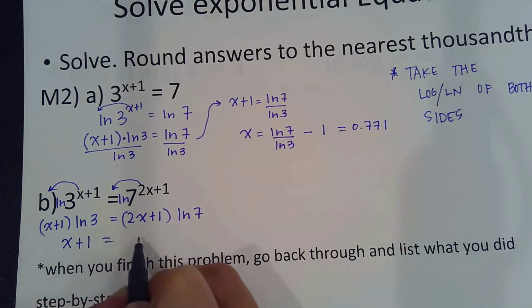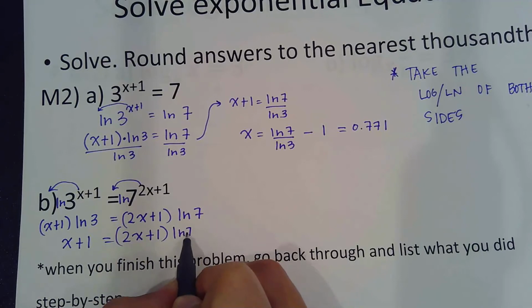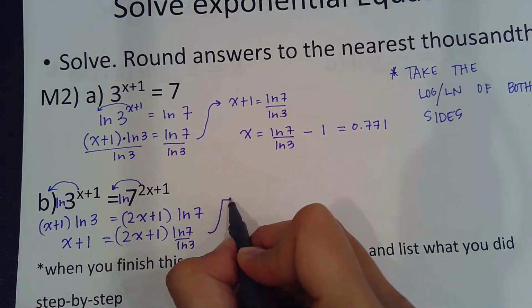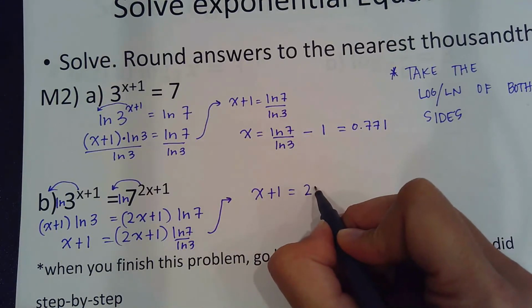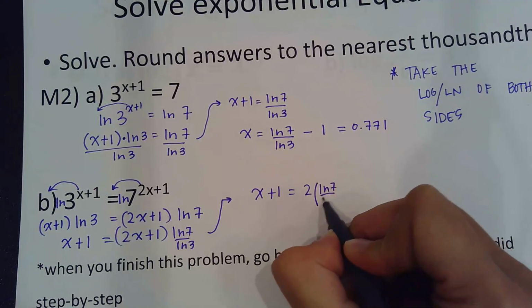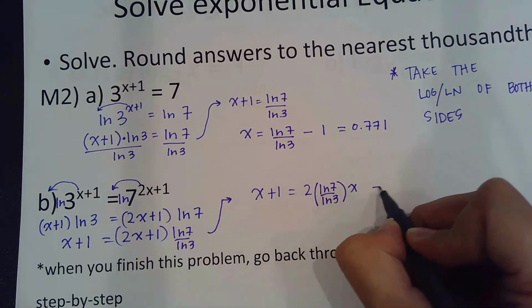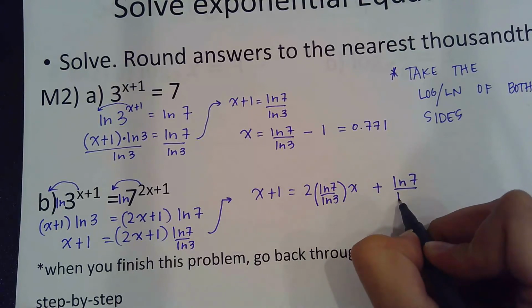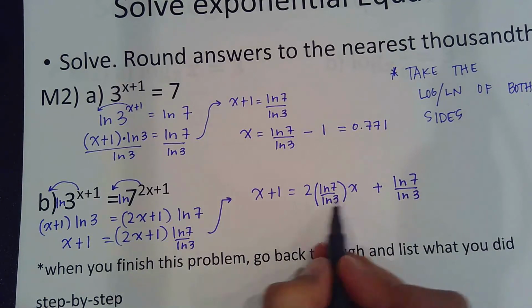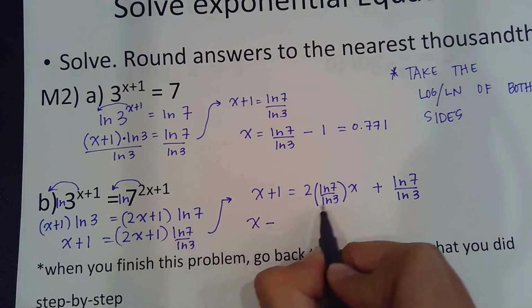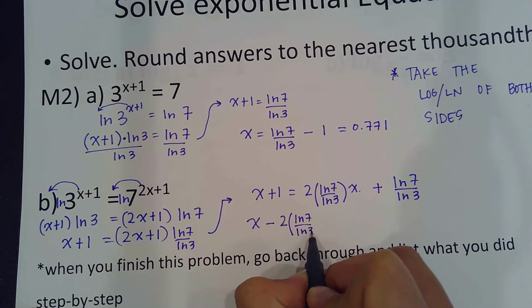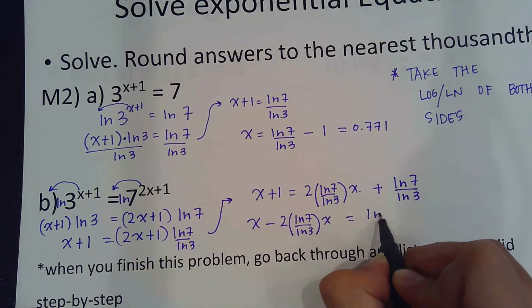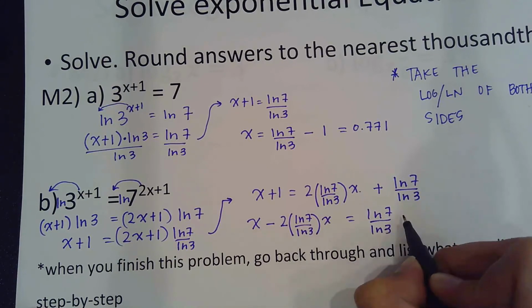I'm just going to go ahead and divide by that natural log of 3, so I'll have x plus 1 is equal to 2 times the natural log of 7 divided by the natural log of 3, times x, plus natural log of 7 divided by natural log of 3. And then combine your like terms, so move the x to the other side, and then you'll have natural log of 7 divided by natural log of 3 minus 1.